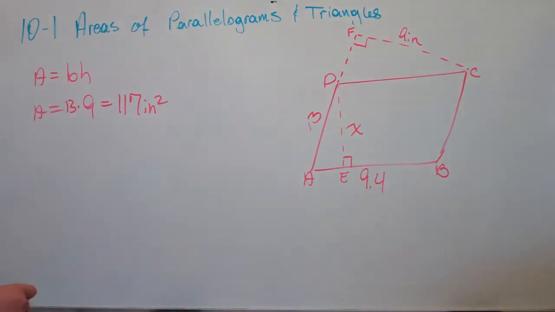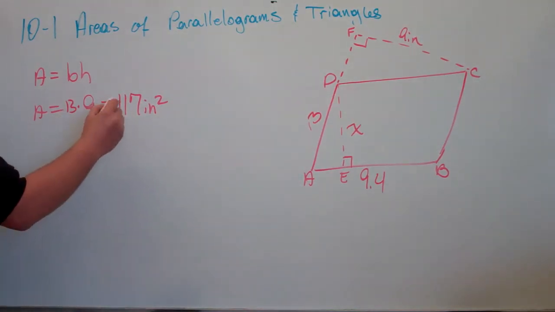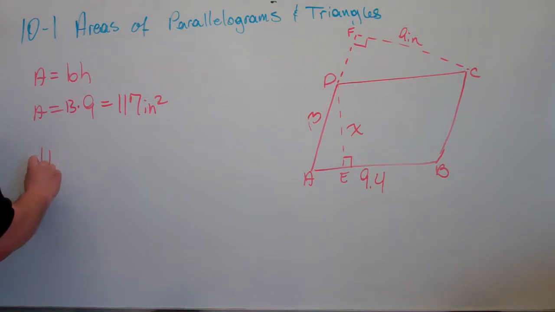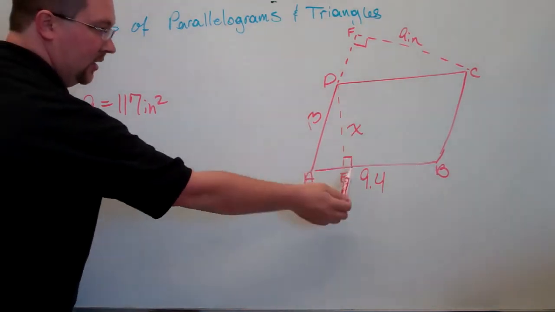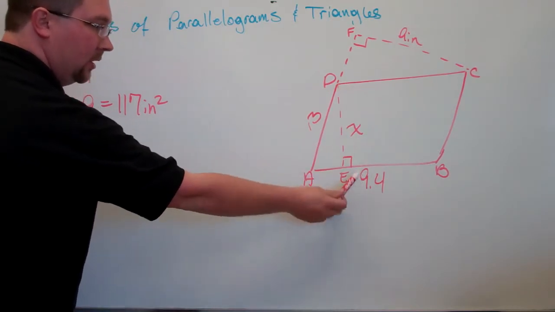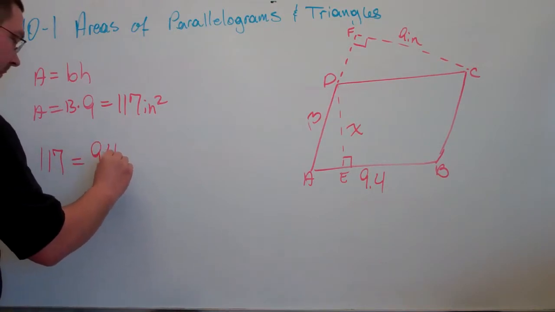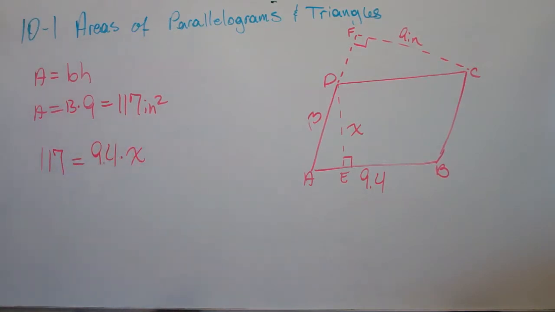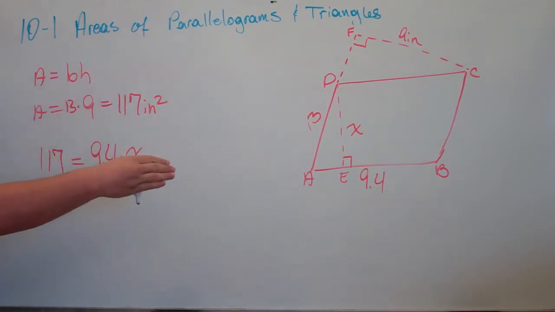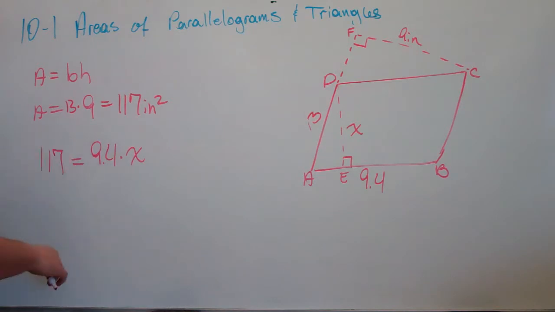Alright, so now, if we want to find X, well, we know our area still equals 117 inches squared. Well, we know that since X and the 9.4 are perpendicular, we can also use those two measurements, the 9.4 times the X, to find our area. Alright, because the area is not going to change. Regardless if you use the 13 or 9 or the 9.4 and whatever this X value is, the area is not going to change. So it's 117 for the whole thing.